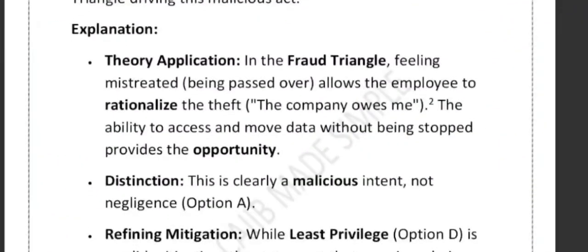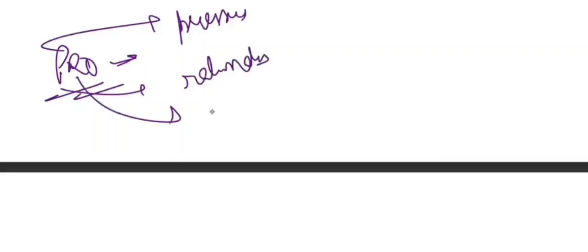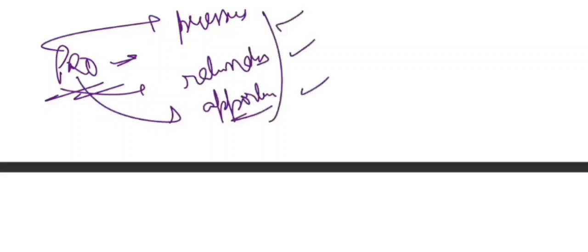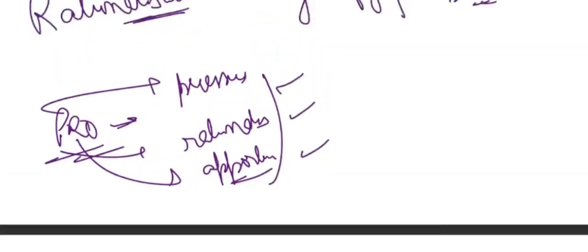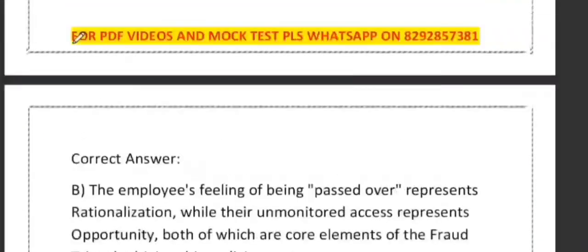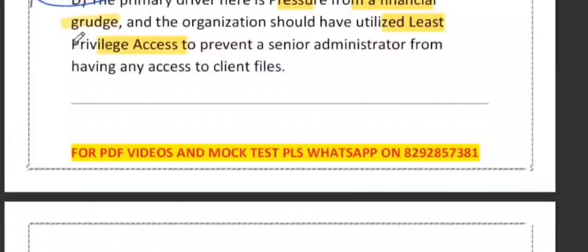So you can think of the fraud triangle like PRO. Please remember this word, PRO. P stands for pressure, R stands for rationalization, and O stands for opportunity. PRO: pressure, rationalization, opportunity. So when you see an insider threat, check for the PRO factors. I hope it is crystal clear. So malicious insider, fraud triangle: pressure, rationalization, opportunity.